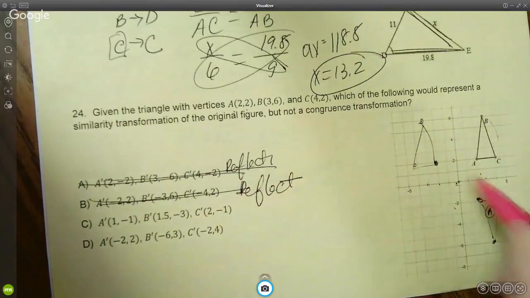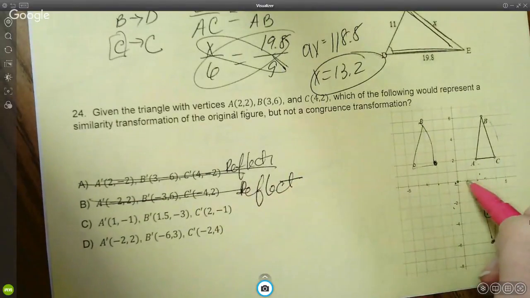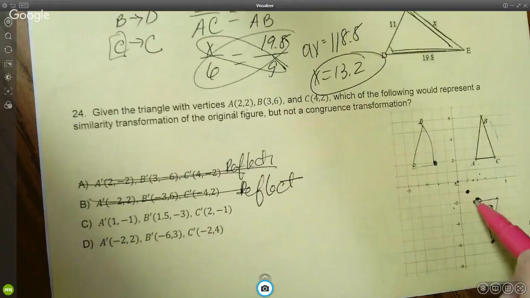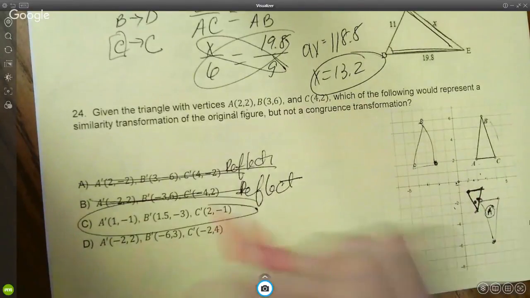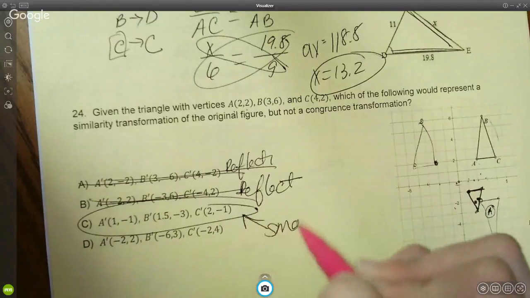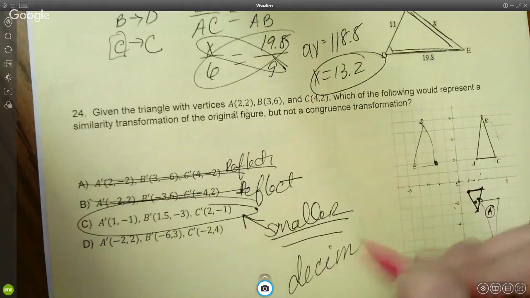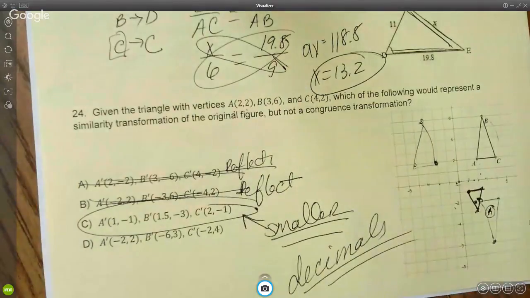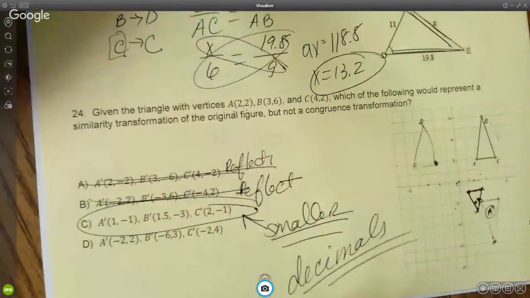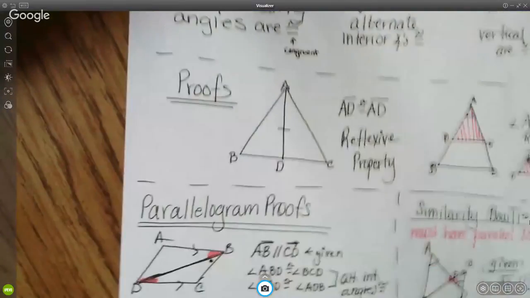Now we've got 1 over 1 down -1, 1.5, -3, which is down here. So as you can see, this shape got smaller. Here's a hint. If there's decimals, it's the answer because decimals mean it was multiplied by a number less than 1. All right, so that is pretty much it.